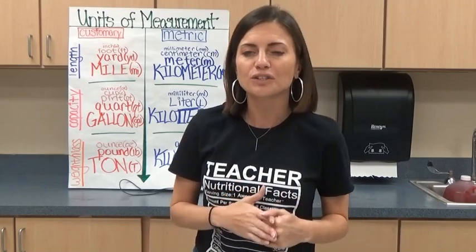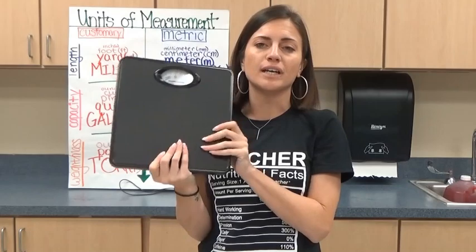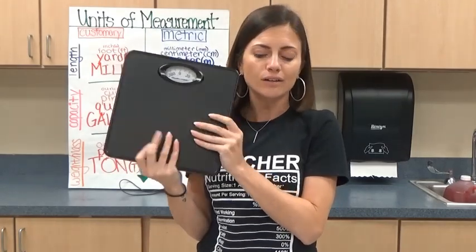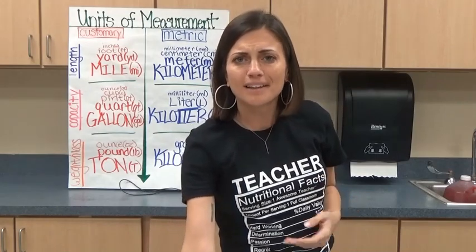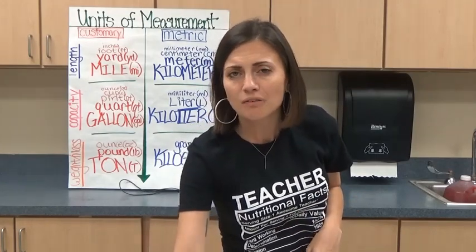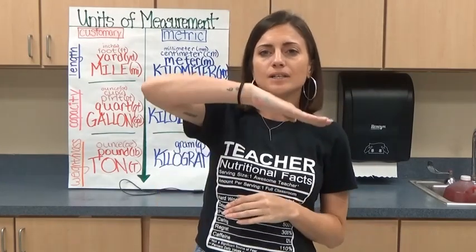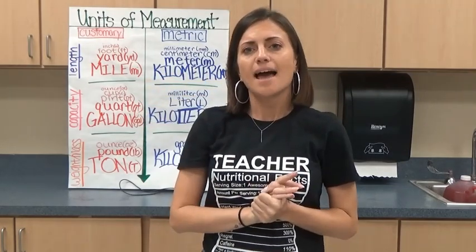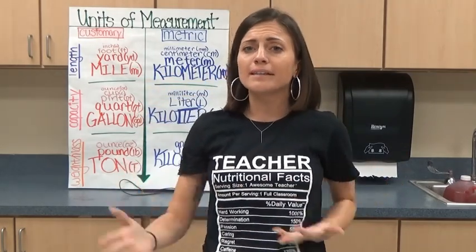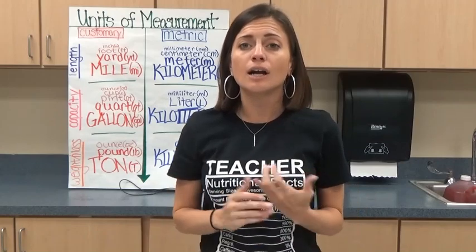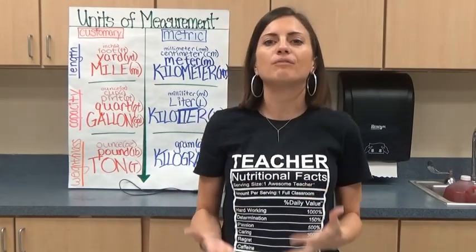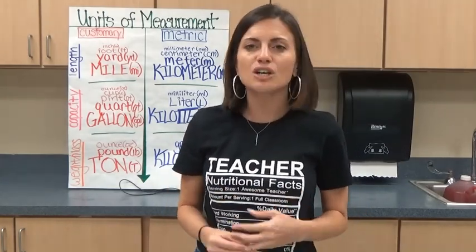Now we're going to jump over to the customary measurements for weight. Weight can be measured with a scale. It can look like that, kind of like the kind your parents step on in the bathroom, or a scale that kind of tilts like you'll see in science. When we're talking about weight, there's a couple of different measurements in our customary system that we want to be familiar with. The first one is our smallest one.